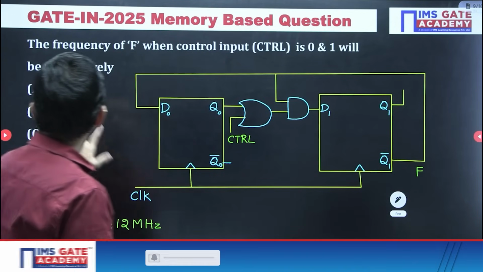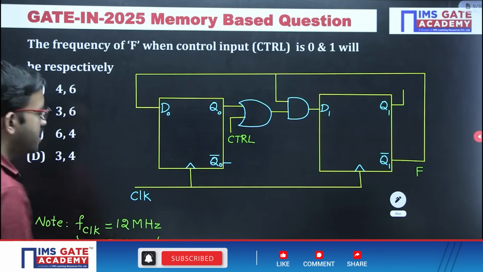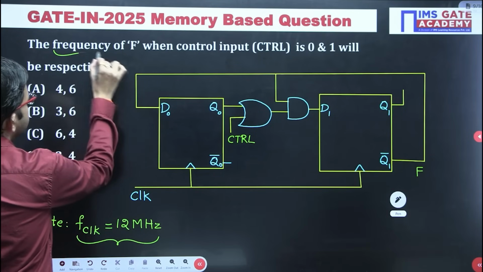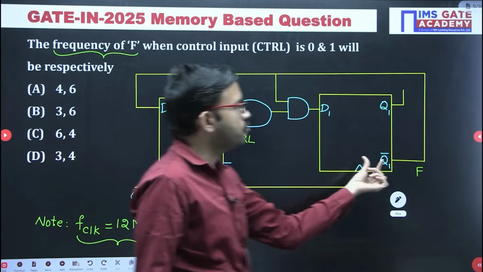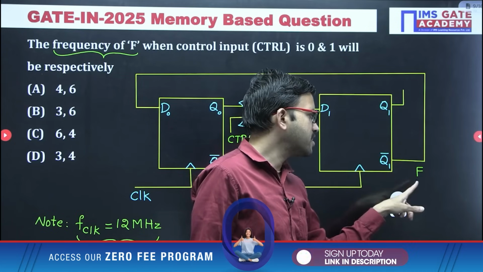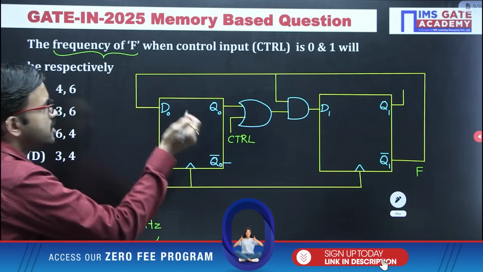So in this particular question, they have given the clock signal frequency as 12 megahertz. They are asking for the frequency of F. F means Q1 bar. In this particular circuit, F is nothing but Q1 bar. So for that particular F, they are asking for the frequency. Now what is the condition?